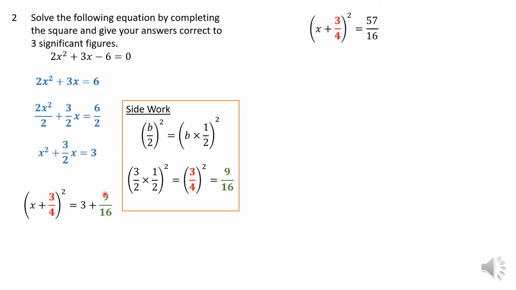All right, so when you're doing the right-hand side, you get 57 over 16. Now, what is important, and this is why this particular question will ask you to give your answers to, say, 3 significant figures, is that you are supposed to get rid of that square. And the only way to get rid of that square is by taking the square root of both sides. Now, when you take the square root of 57, you will realize that the square root of 57 is going to be an irrational number. So when you're dealing with irrational numbers, your answers will also be irrational. Hence, you are supposed to give it to certain significant figures.